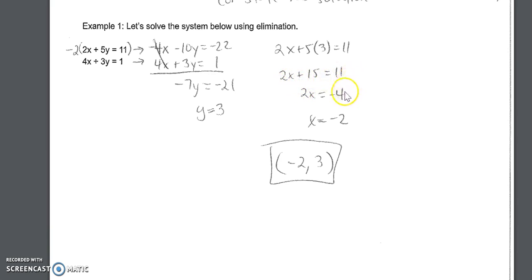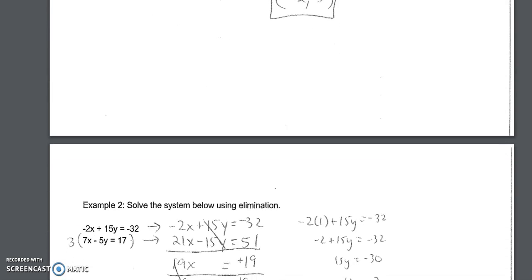2x plus 15 equals 11. Subtract your 15, divide by 2. The answer you've got is negative 2/3. Okay? Let's go to the next example.